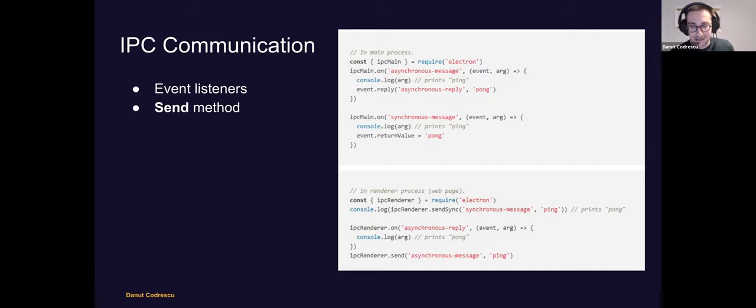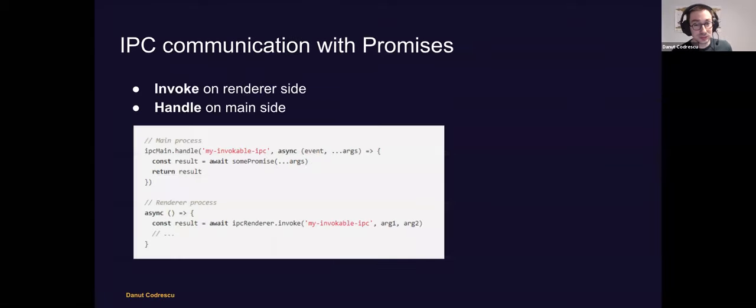As you can see, there is also, in the newer versions of Electron, a way to use async await. They made it possible. It uses a bit of a different syntax. On the main side, you have the handle keyword instead of on, and on the renderer side, you have invoke instead of the send method.